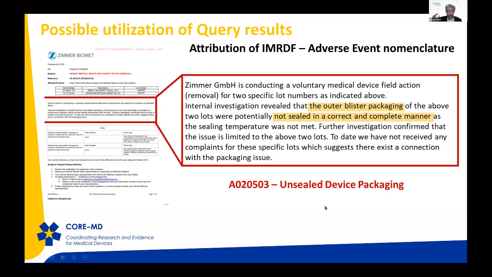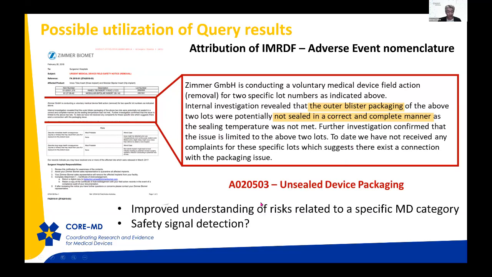And how could we use these query results? Well, for example, a possible use could be to analyze the related PDF documents in order to attribute the IMDRF adverse event nomenclature, as can be seen in this example, where the code relevant to unsealed device packaging could be attributed by reading the full document and in particular referring to the highlighted text. And this, we think, could provide an improved understanding of the peculiar risks related to a specific category of devices and may also be useful for safety signal detection.